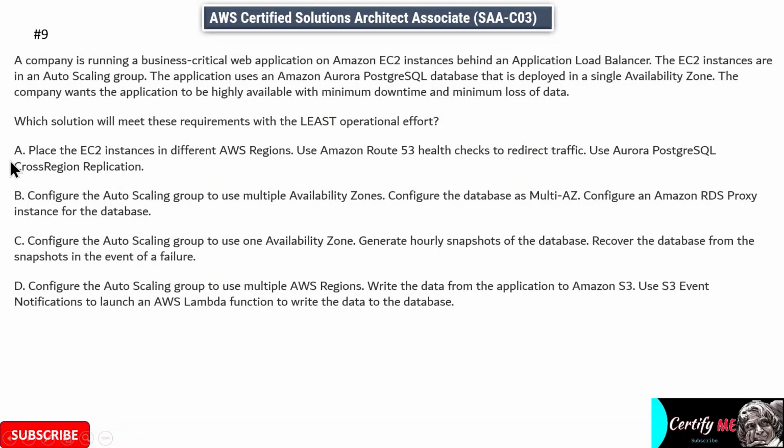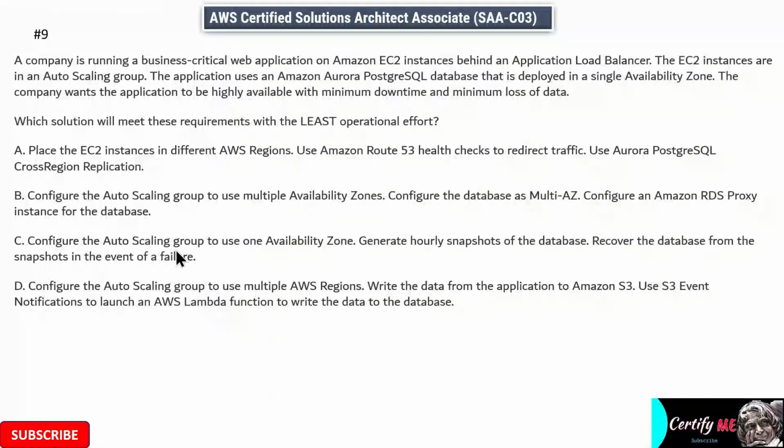Option A: place the EC2 instances in different AWS regions. Use Amazon Route 53 health checks to redirect traffic. Use Aurora PostgreSQL cross-region replication. Option B: configure the Auto Scaling group to use multiple Availability Zones. Configure the database as Multi-AZ. Configure an Amazon RDS Proxy instance for the database.